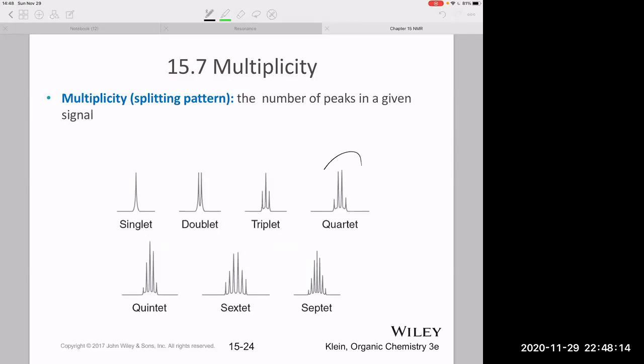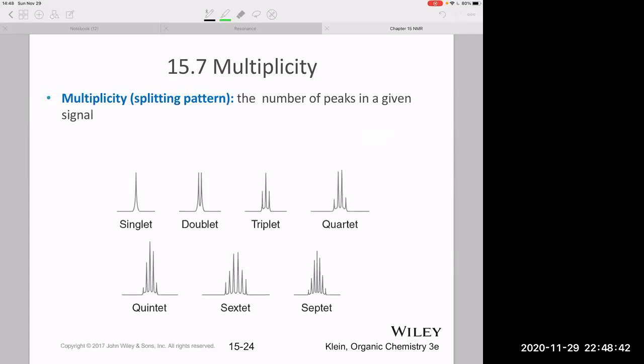Each one of these, if you saw that, would still correspond to one chemically distinct hydrogen, but that peak has been split. So you see a spectrum that has a bunch of these on it. Each group only corresponds to one chemically distinct set of hydrogens. But let's see what the splitting actually means.